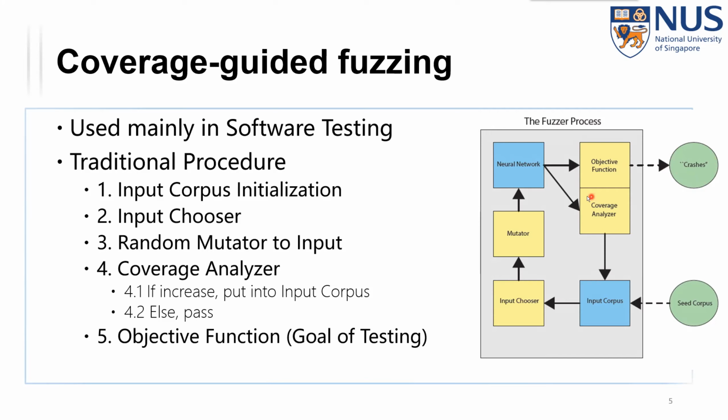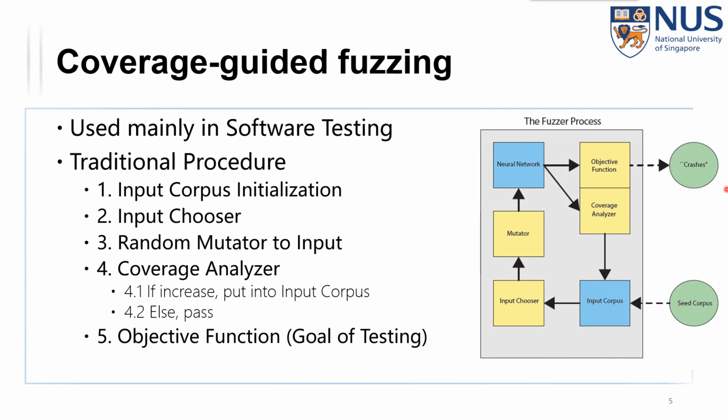Also, there will be a coverage analyzer. This coverage analyzer controls whether the mutated input can be added into the input corpus or not. The procedure is like this: if the analyzer finds that the coverage increases, then the mutated input will be put into the input corpus, else it will just pass. So the workflow is just like this. It's quite simple from the graph, right? Does anyone have any questions about the whole procedure of the general fuzzing process?